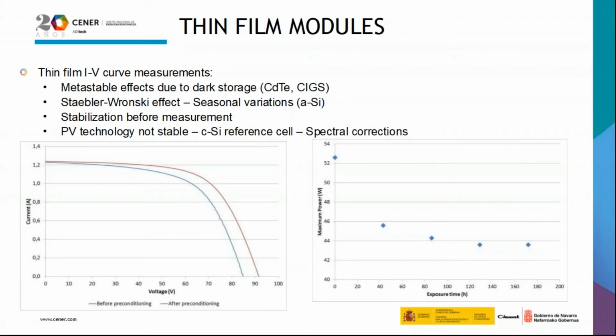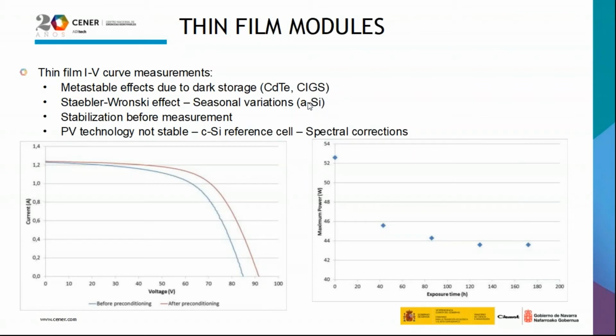For example, in this case, the blue line is an IV curve of a module before the preconditioning, just out of the box, and the red line is after the preconditioning. So we have to install it under light for some time, and afterwards we get the real value of the maximum power.